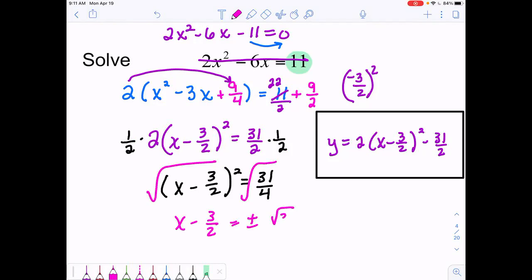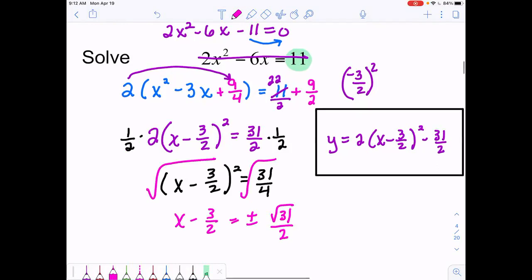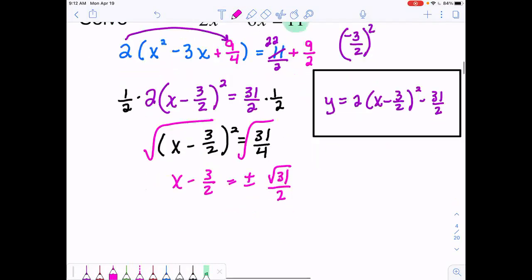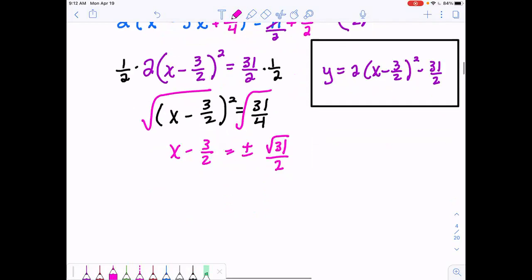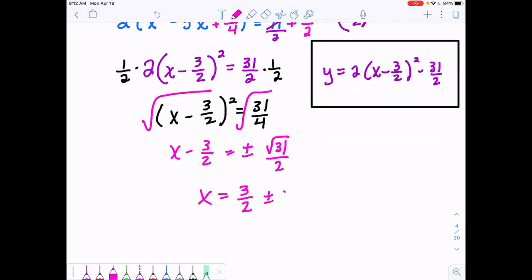Excellent. So she even simplified it, 31 over 2. It does work out nicely. You got the square root of 4. Again, take the square root of the top and the square root of the bottom. The square root of 4 does simplify. So your final answer is 3 halves plus or minus the square root of 31 over 2. And we would leave it separate like this.